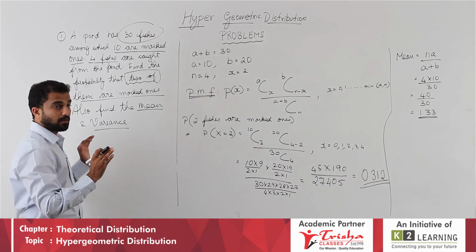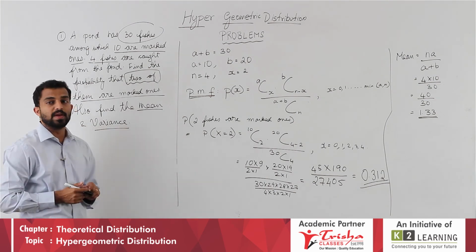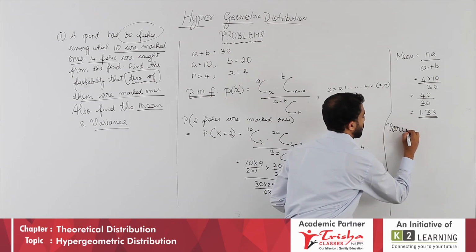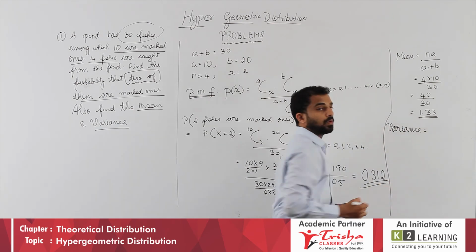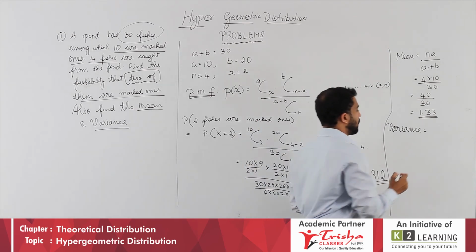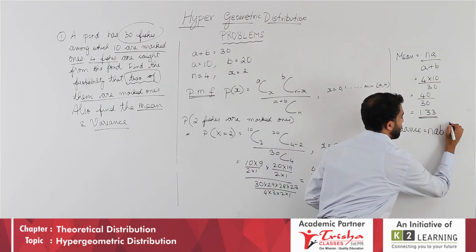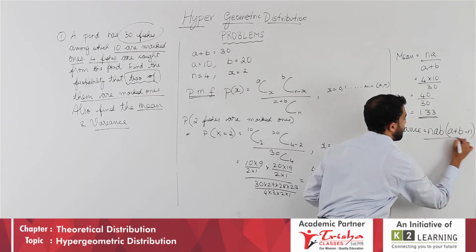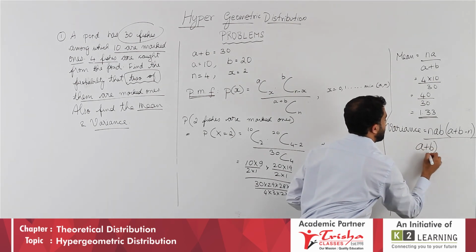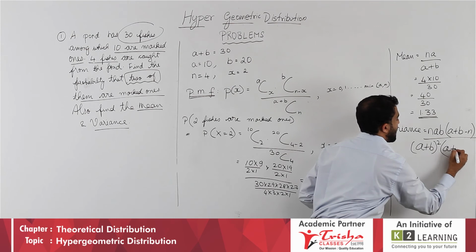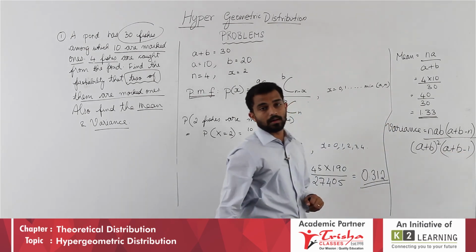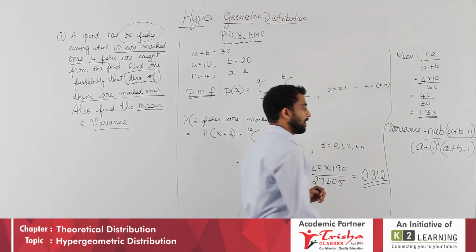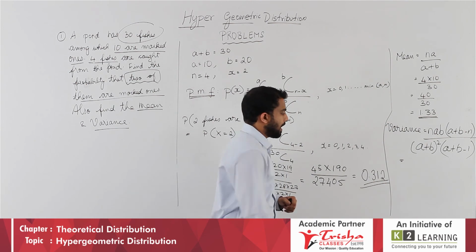And the last part of the sum is to find the variance. Let us know what the variance is. Variance is equal to, first recall the formula and write it down, n into A into B, open the bracket, A plus B minus n, divided by A plus B the whole square into A plus B minus 1. So students, once you know the formulas, statistics is very, very easy. Okay, let us substitute now.